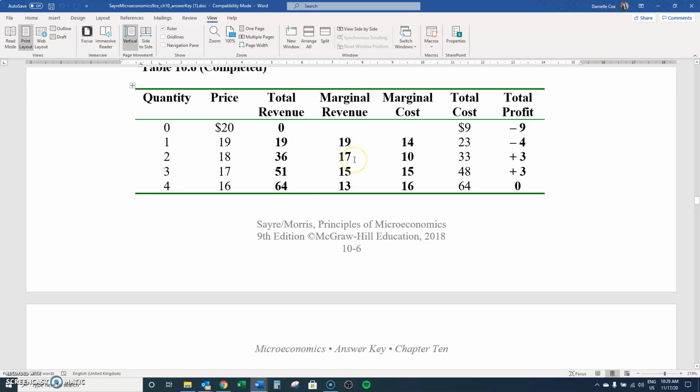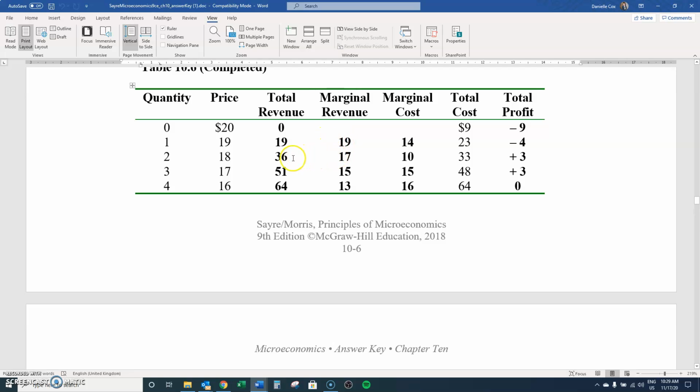Remember, marginal revenue is the change in your total revenue. So the change in this number divided by the change in quantity. So our quantity is just increasing by 1. So obviously any number divided by 1 is just the number, so it makes it easy. So it's going to be 19 minus 0, 19 for your marginal revenue.